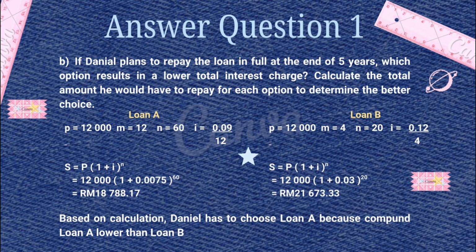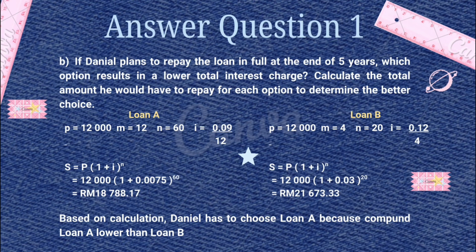Using the compound interest formula, the total amount for loan A is 80,788 ringgit 0.70 cents. Next, for loan B, the principal is also 12,000. The annual interest is 12% and it is compounded quarterly. The interest rate per period is 0.12 divided by 4, which equals 0.03. The duration is 5 years, so the total number of periods is 4 times 5, which is 20.